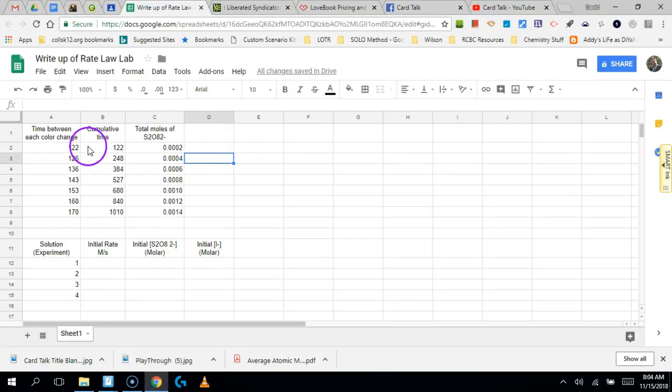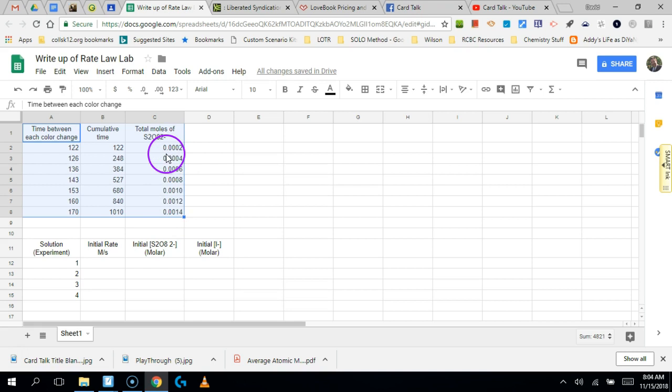This would be one experiment here. You had 4 experiments, so you're going to need 4 of these data tables that have the time between each color change, the cumulative time, and then the total moles of S2O8.